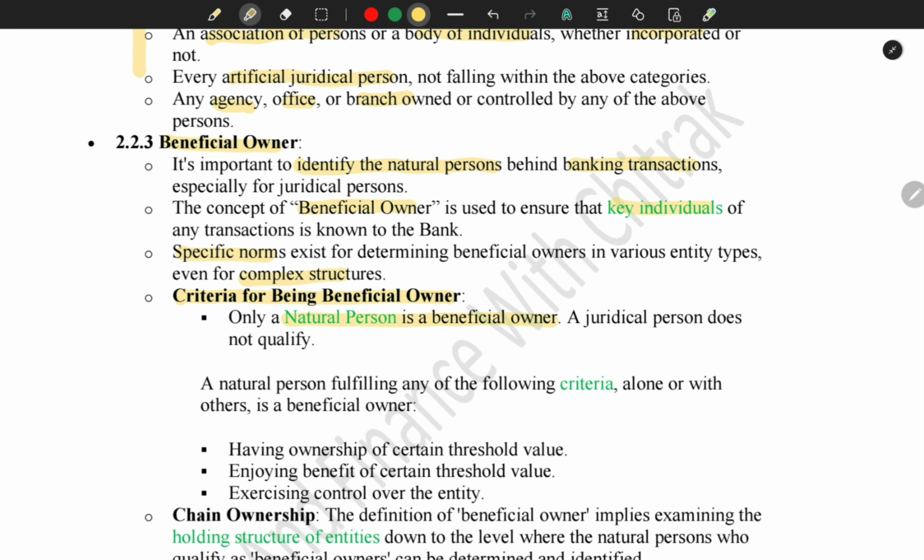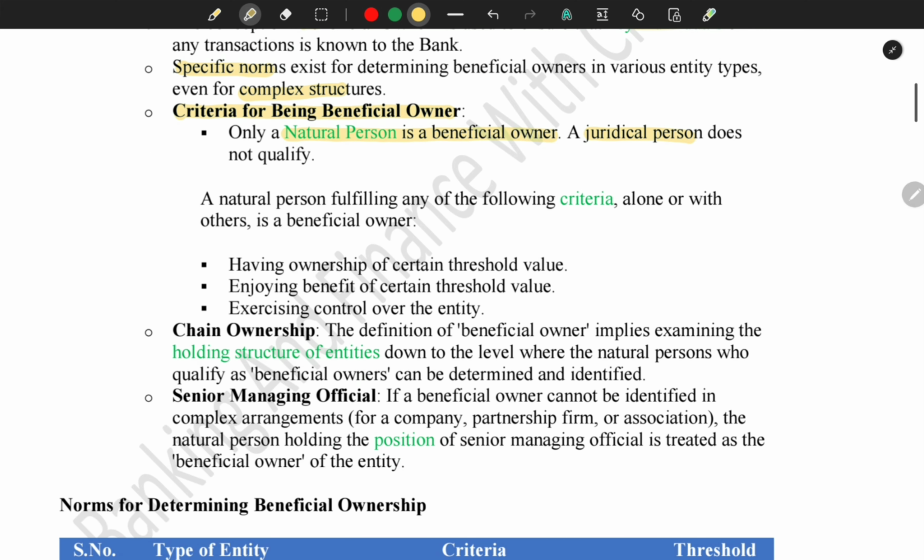Like a company or a partnership firm or any kind of charity or any kind of body which is not a natural person in living and soul, they cannot be a beneficial owner. So like a judicial person cannot be a beneficial owner. A natural person fulfilling any of the following criteria alone or with other is a beneficial owner. What are the criteria?